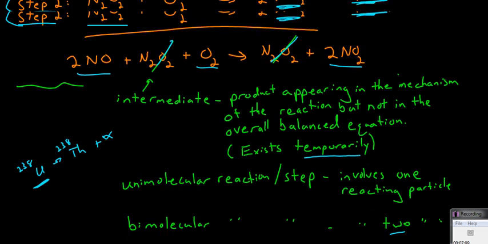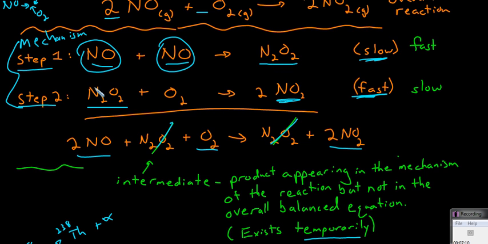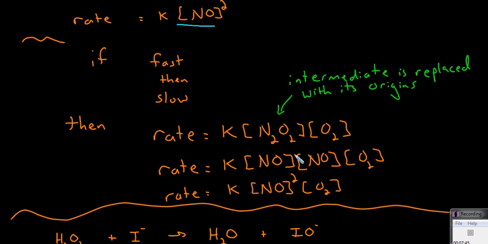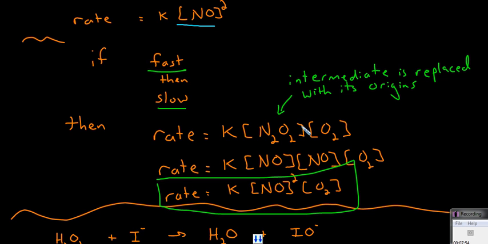Now, this dinitrogen dioxide here, which was in our slow step supposedly, came from the two nitrogen monoxides in this fast step. So we replace our dinitrogen dioxide intermediate with its origins, those two nitrogen monoxides. They gave us that dinitrogen dioxide. And so replacing that dinitrogen dioxide with the nitrogen monoxides, we get this new and different rate law if we had fast and slow instead of slow and fast.